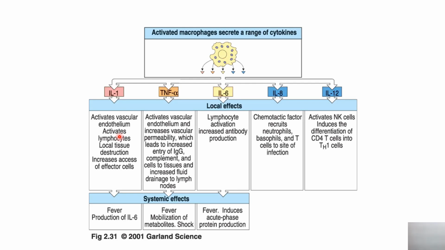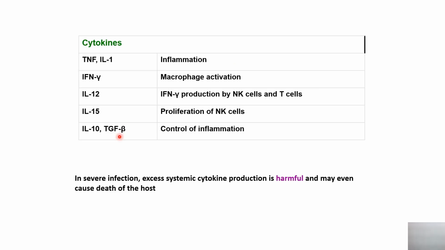You see, activated macrophages can actually secrete a range of cytokines. They can activate vascular endothelium, activate lymphocytes, cause local tissue destruction, and increase access of effector cells. Then we have antibodies; it acts on vascular endothelium and increases vascular permeability, which tends to increase entry of IgG. These are cytokines, and some are involved in inflammation, some in control of inflammation, some in interferon gamma production and all.